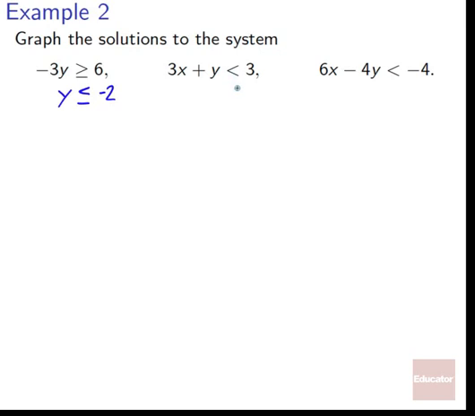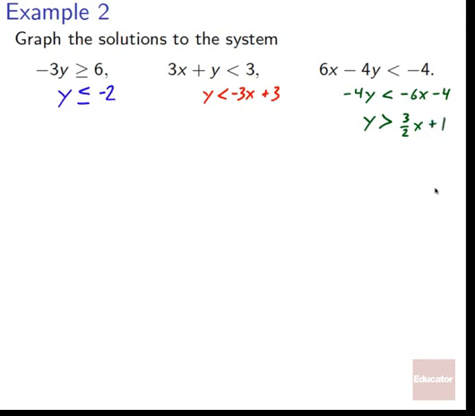Next up, 3x plus y is less than 3. So y is less than, subtracting by 3x, negative 3x plus 3. Don't have to worry about flipping because it's addition or subtraction. And then finally, 6x minus 4y, so negative 4y is less than negative 6x minus 4. Divide by negative 4, y, it flips because we divided by a negative number. So negative 6 divided by negative 4 becomes positive 3 halves x. Negative 4 divided by negative 4 becomes positive 1.